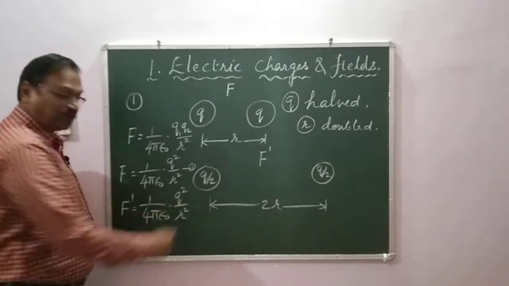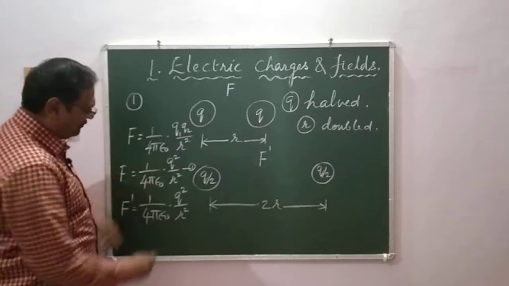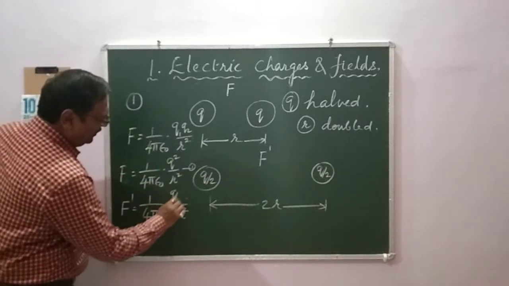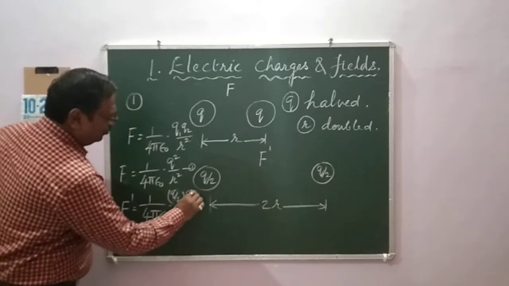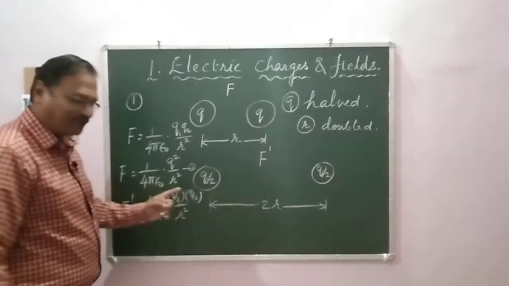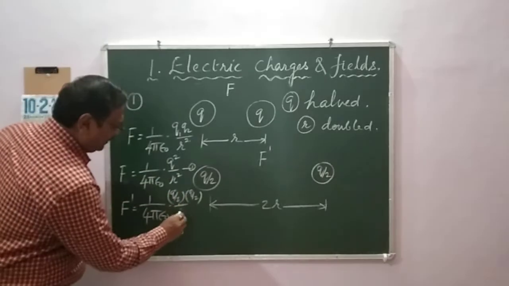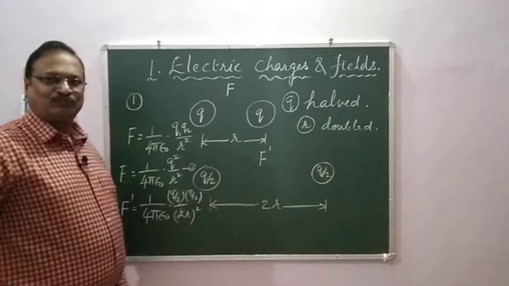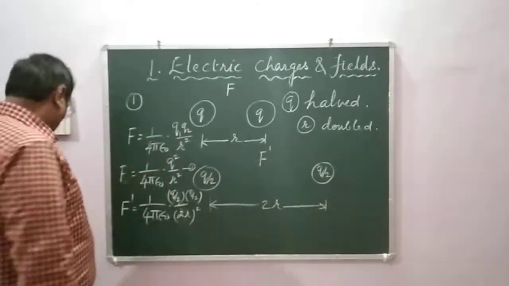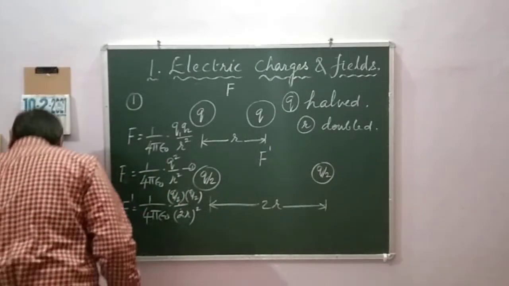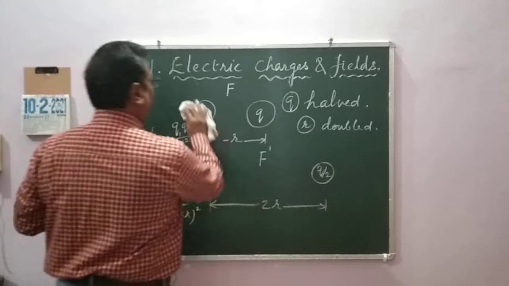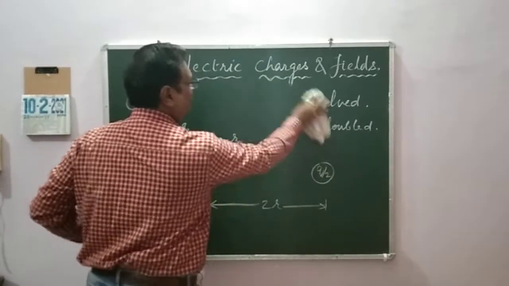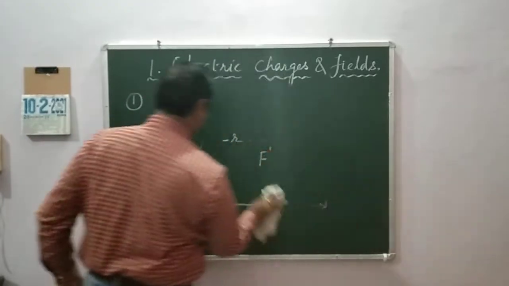Yes, we cannot say Q square upon R square. Now what has happened to the charges? Q divided by 2 into Q divided by 2, Q1, Q2, and upon R square, it has become 2R the whole square. Let me erase this whole thing. I don't need this diagram now, because we have taken the data.